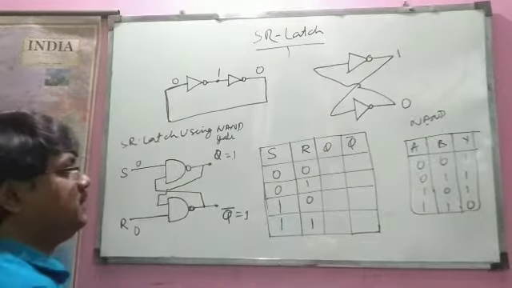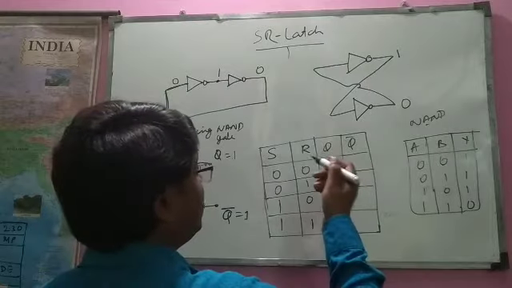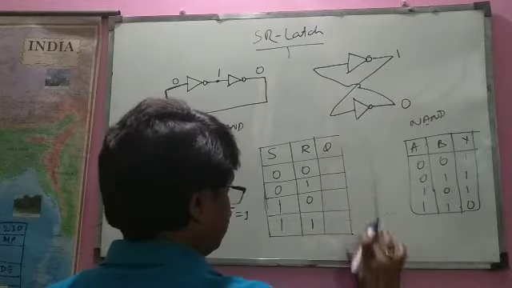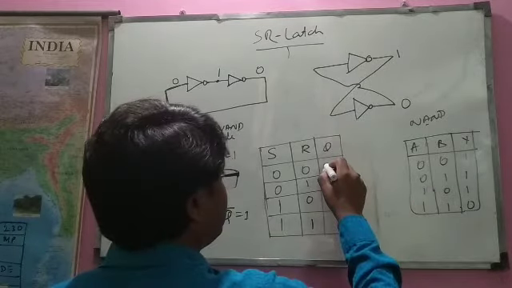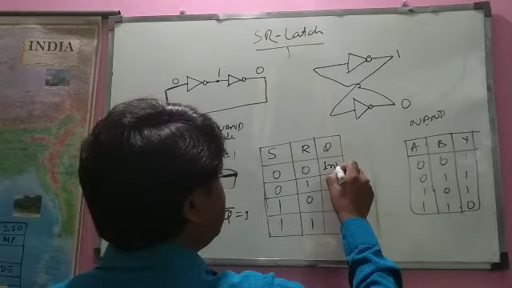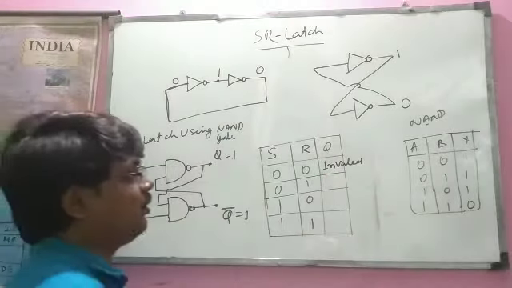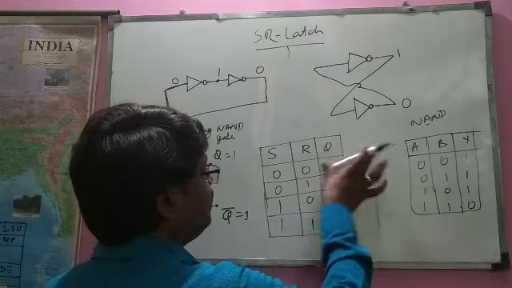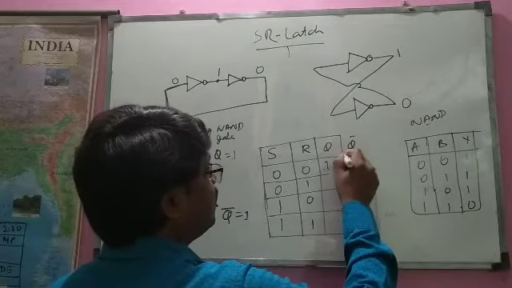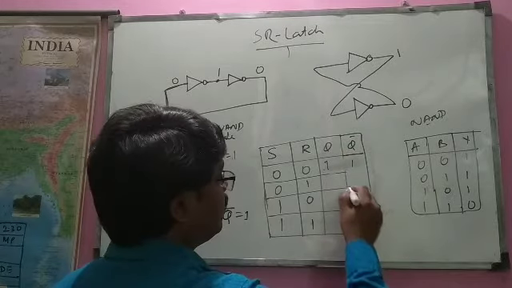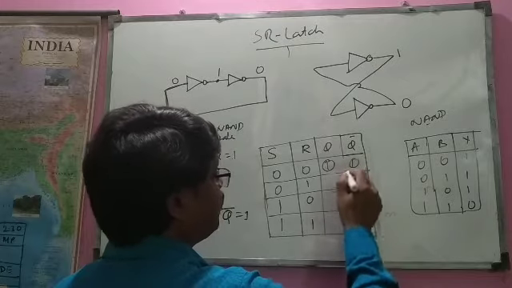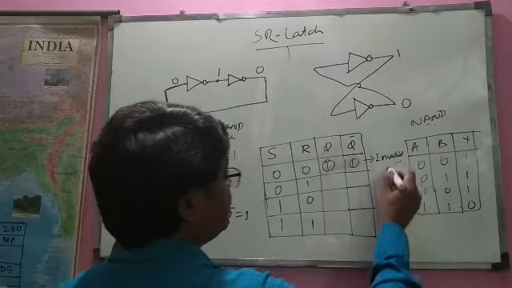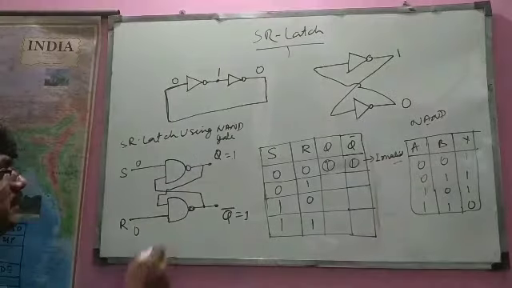So this is an invalid case. You can say the output will be invalid, because both of these should not be 1. If this is 1 and Q bar is also 1, it means there is some problem. So this is an invalid state.